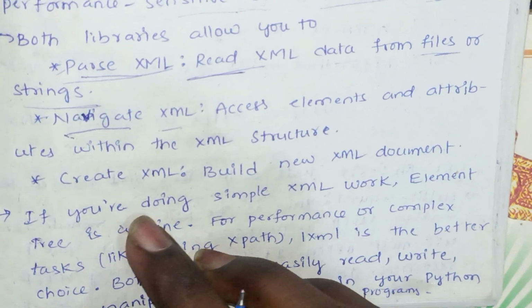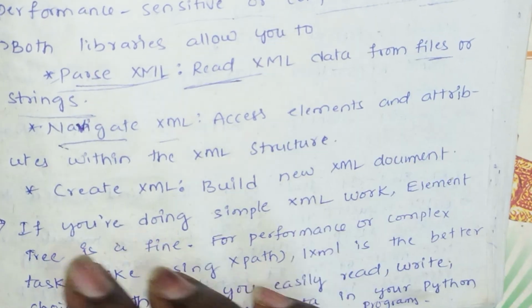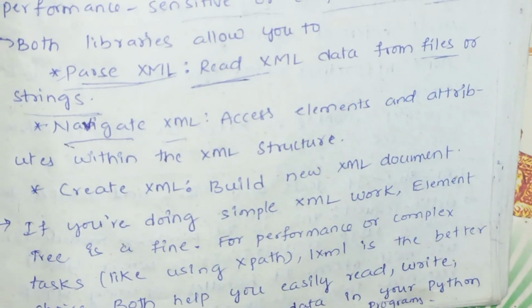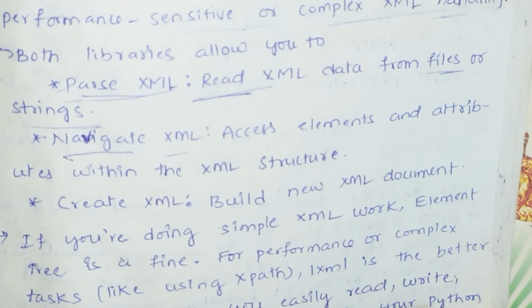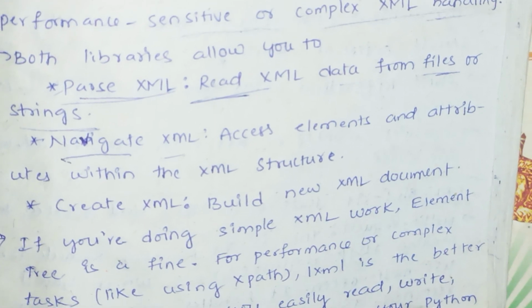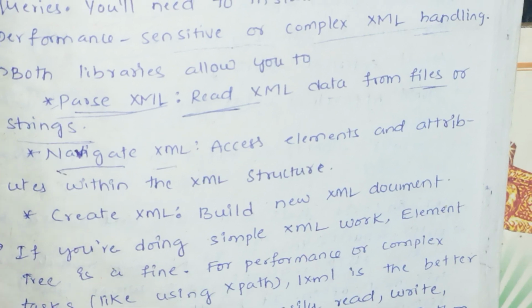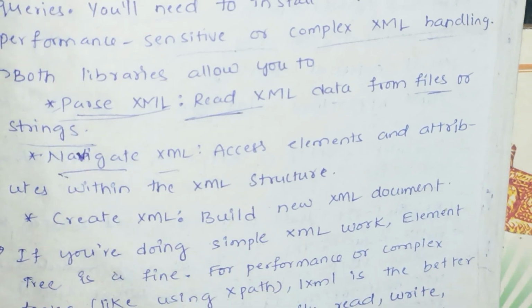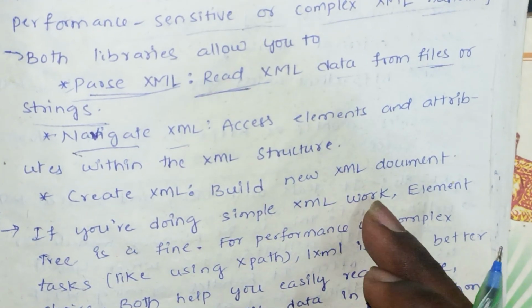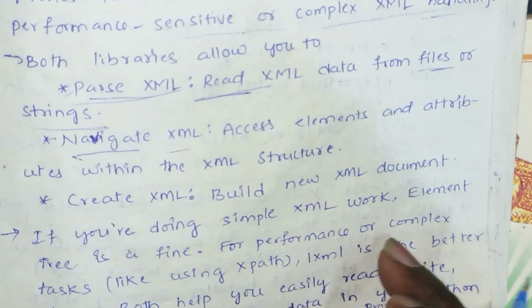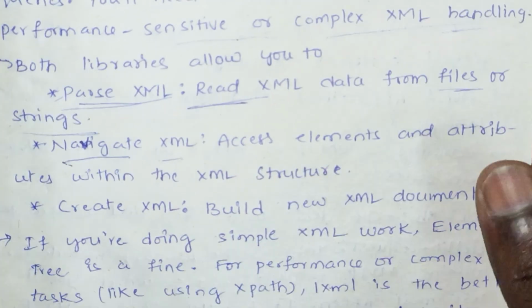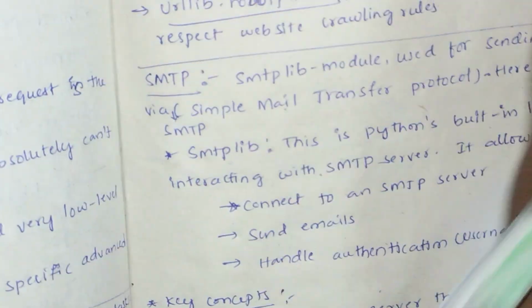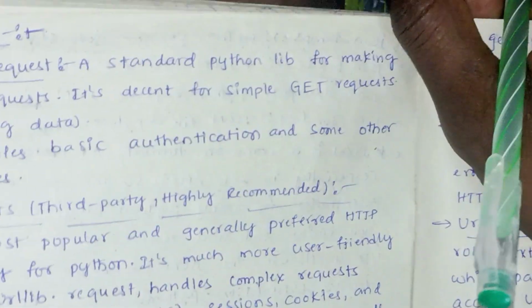Next, create XML. Build a new XML document. Creation is nothing but new. We can build a new XML document by using the third party. There are some built-in options also, but I already told you that is only for basics. If you are doing simple XML work, ElementTree is fine. For performance on complex tasks, we can use the third party. Okay, that's it.